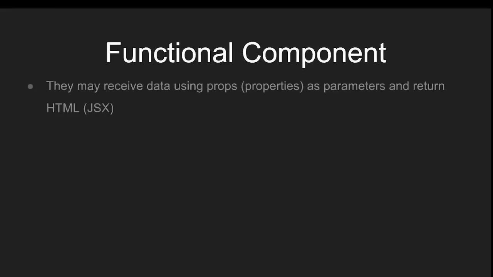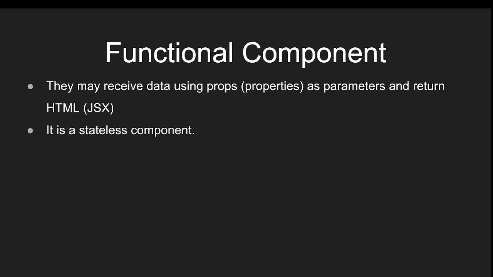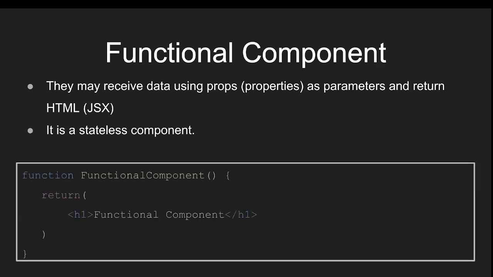A functional component uses props as data and returns HTML as JSX. Basically, a functional component is a stateless component, which means that it does not maintain state like a class component. This is the basic structure of a functional component.